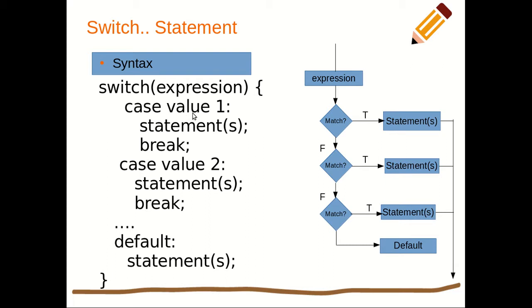We have case 1, compare. If the expression compares with case 1, then execute these statements and then break. That break gets us out of the switch statement. If it doesn't compare, we move on to the next case statement and compare with the values that we have there. It might not necessarily be 1, 2, it can be any integer value of your choice. If it does compare, then we execute those statements and then we break out of the switch statement.